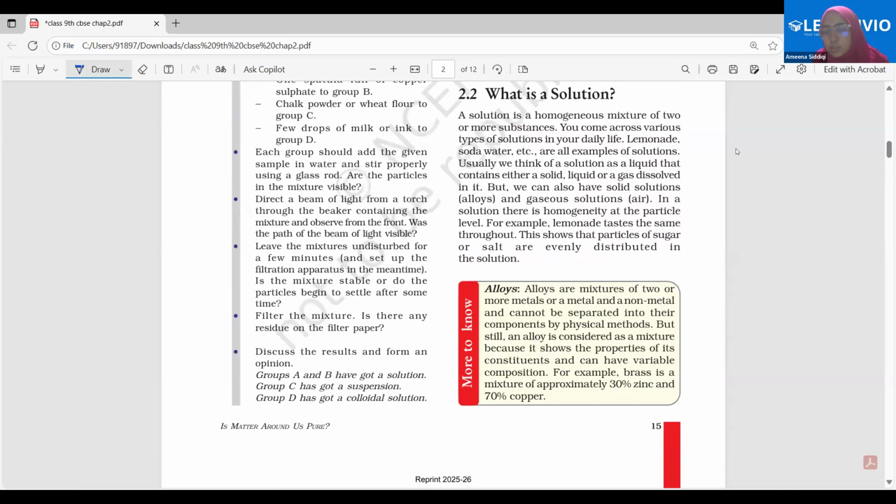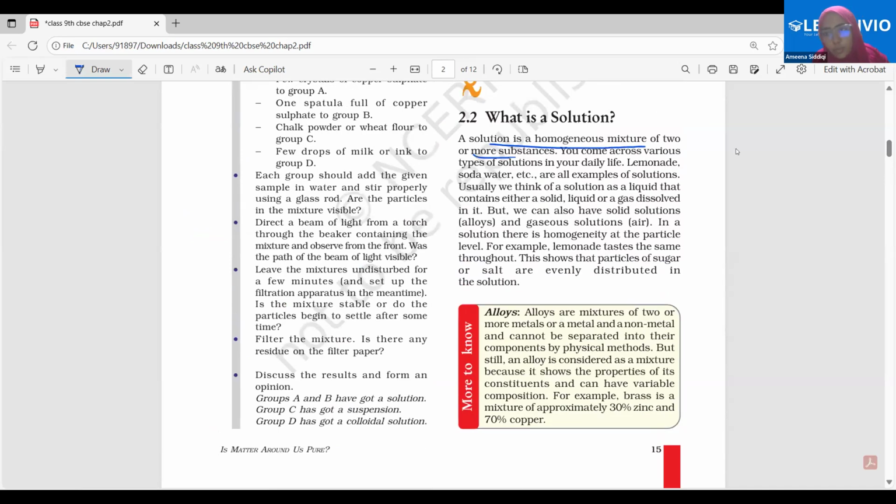Quickly come to this point. A solution is a homogeneous mixture of two or more than two substances. Substances always will mean pure substances. We have discussed this as the first point in pure substances. Now, alloys, what are alloys? Mixtures of two or more than two metals, or metals and a non-metal, which cannot be separated. Okay, that's a good point.